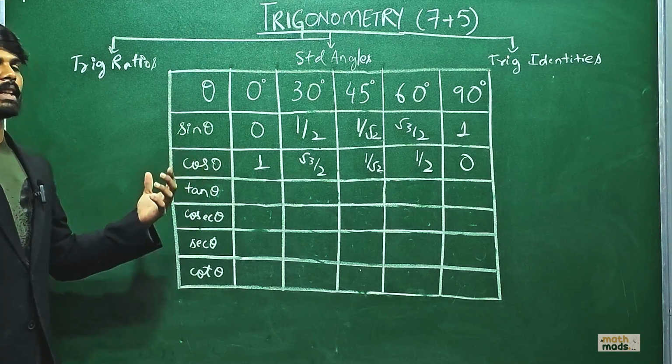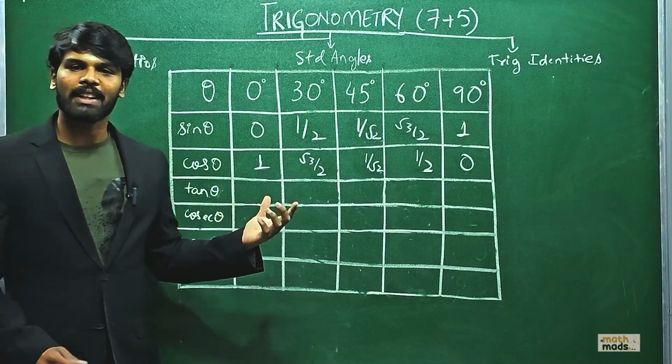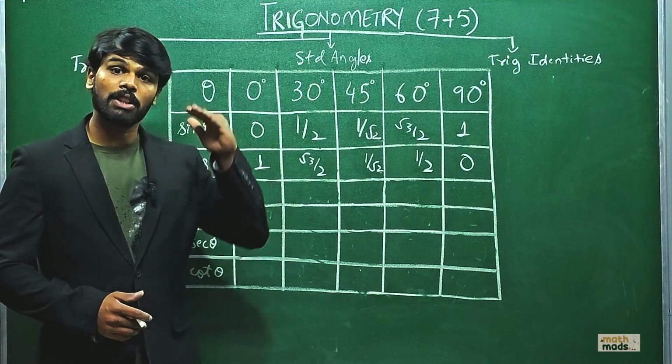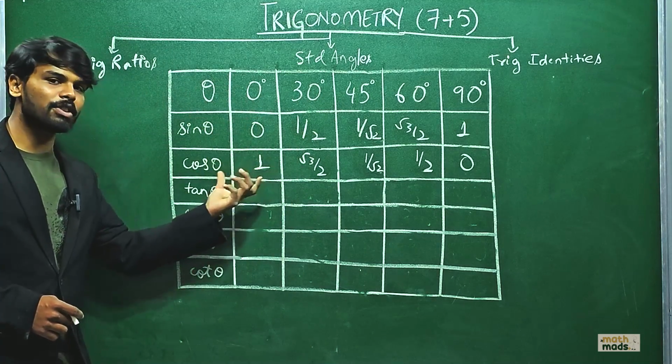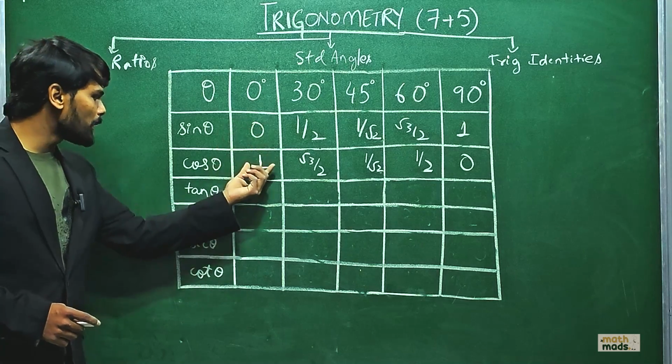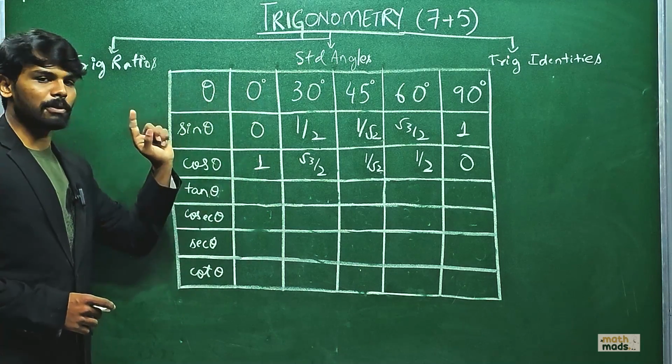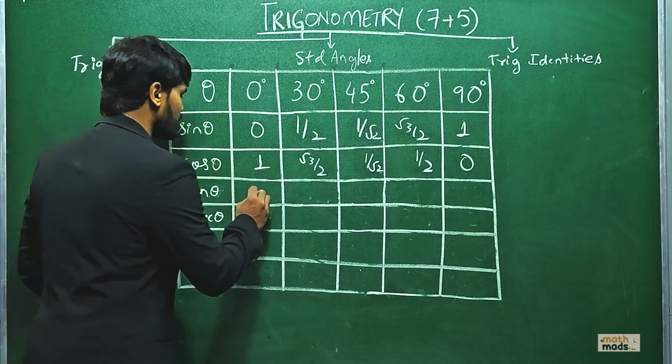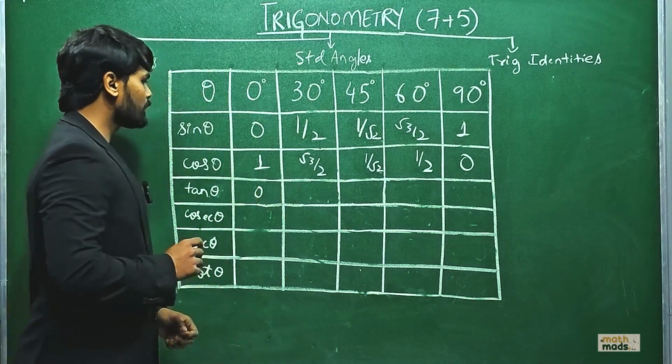How do you figure out tan theta? Tan theta is nothing but the ratio of sin theta and cos theta. If you divide the ratios of sin and cos, you will be getting tan. 0 by 1, if I divide, I will get tan 0. So, 0 by 1 is 0.